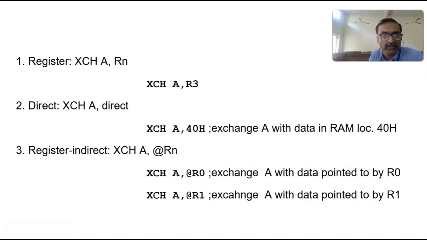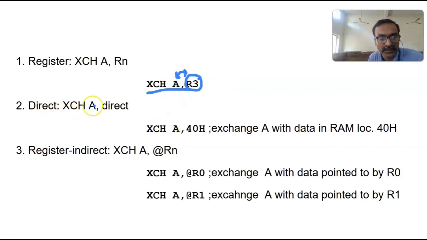Now we will see what are the possibilities. So first one is using a register. So you can see here I have used exchange A comma R3. So whatever data is there in R3, it is exchanged with the contents of accumulator. So both will be interchanging the values.